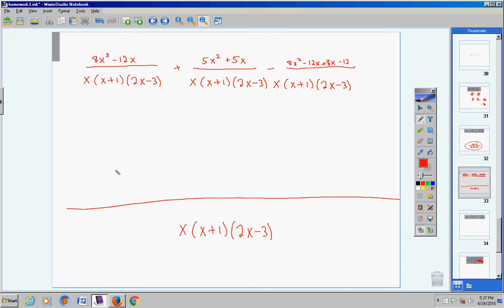We have an 8x cubed, a negative 12x. I'm going to go ahead and just bring that down. We have a positive sign here, so none of these change, so we'll bring those on down.